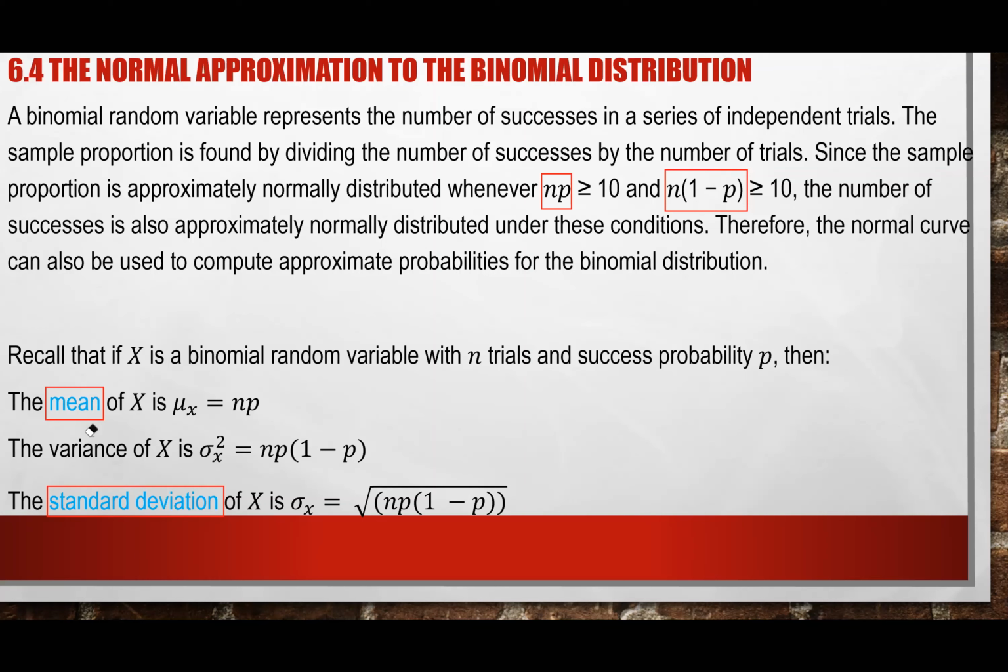In 6.1 and 6.2, they give it to you. You have to do some adjustment. Here, to find the mean, you just take n times p, which is, again, from your binomial distribution, the mean, variance and standard deviation. And to find the standard deviation, you take the square root of n times p times 1 minus p. So those are the items that you need in order for us to use the normal distribution to approximate the binomial distribution, okay?